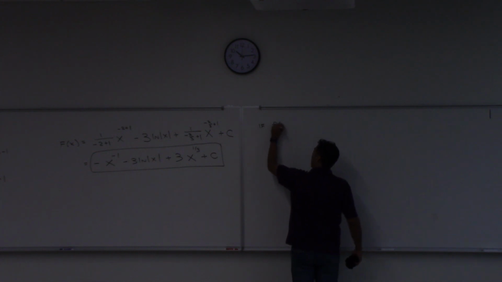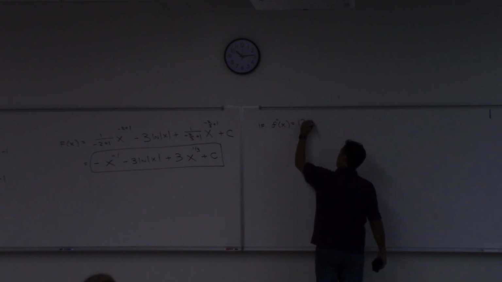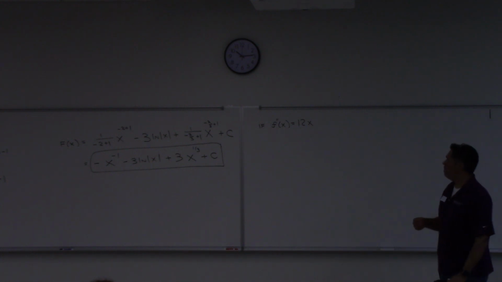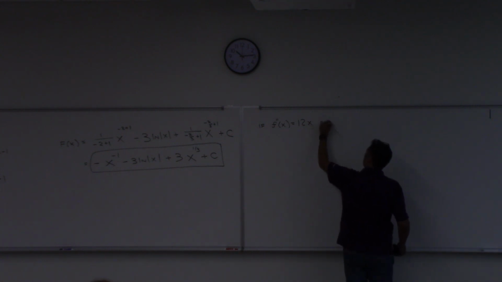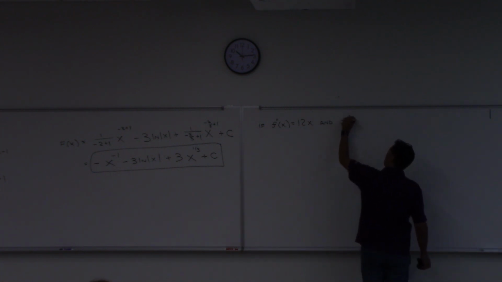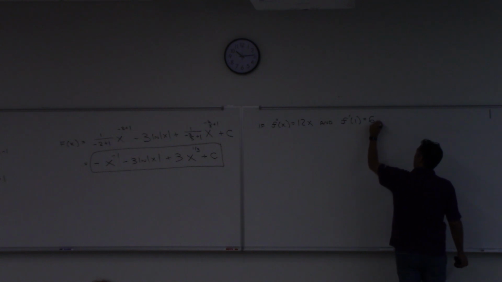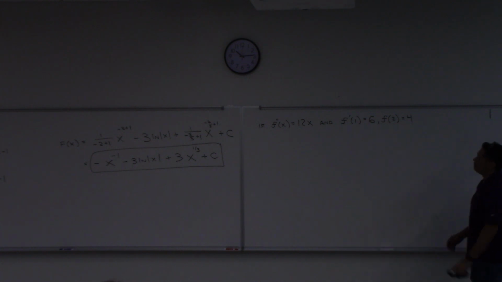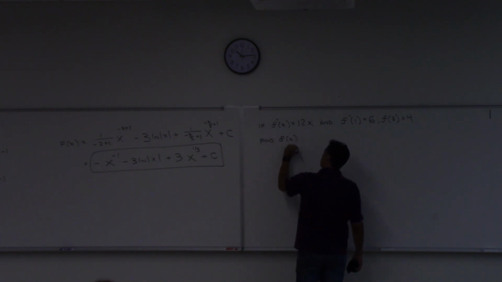If f double prime of x equals, let's go with 12x, all right? So I'm telling you right now that the second derivative of a function is 12x, right? I'm giving that to you. And I'm telling you that the first derivative of this function evaluated at 1 equals 6, and the original function evaluated at 2 equals 4. The question for you is, find the original function f of x.